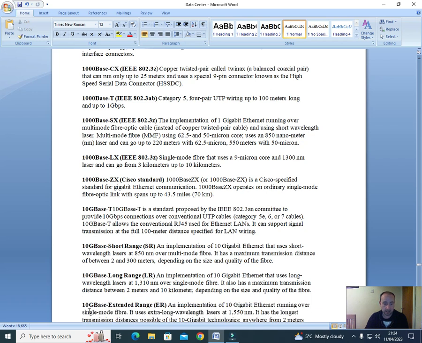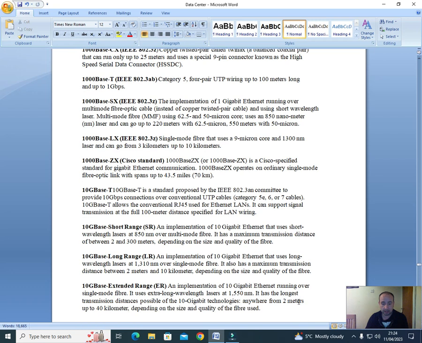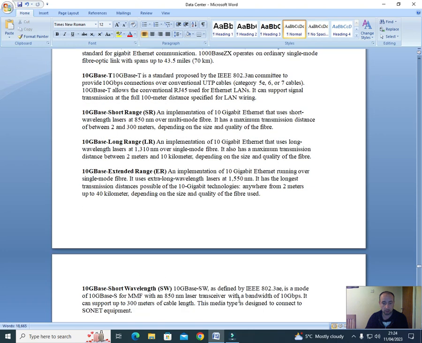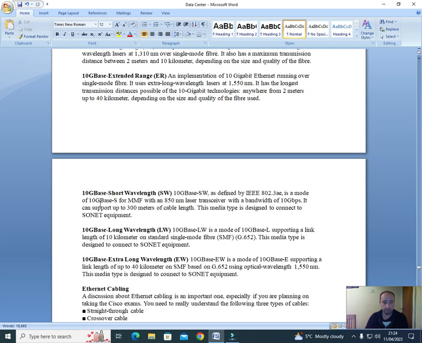10GBASE-ER, extended range, an implementation of 10 gigabit Ethernet running over single mode fiber. It uses extra long wavelength lasers at 1550 nm. It has the longest transmission distance possible of the 10 gigabit technologies, anywhere from 2 meters up to 40 kilometers depending on the size and quality of the fiber.